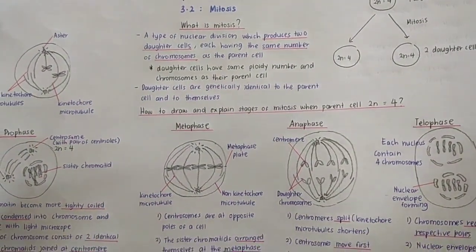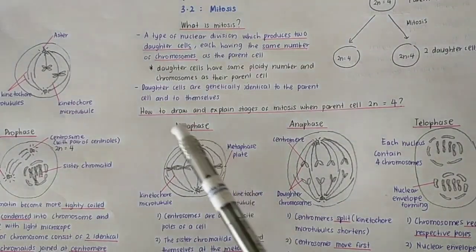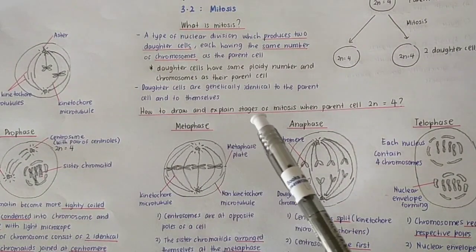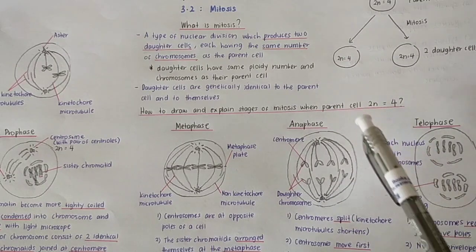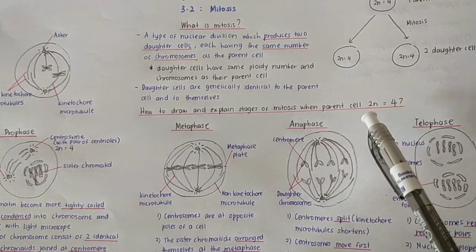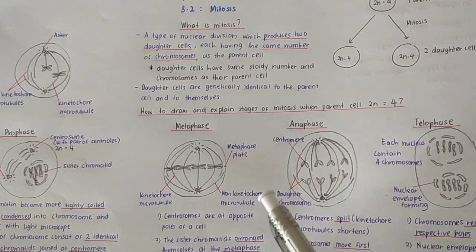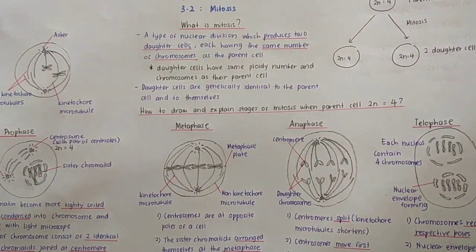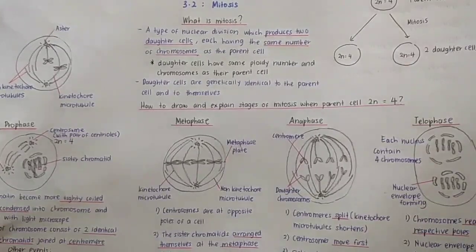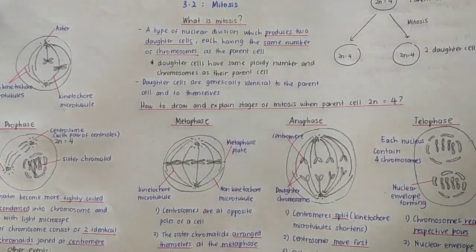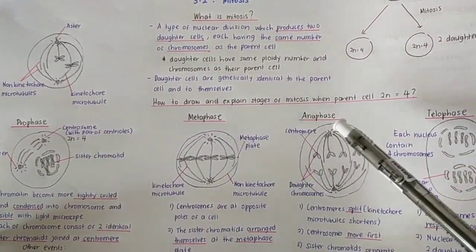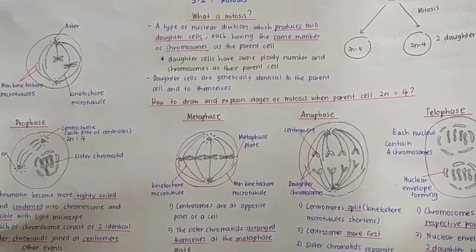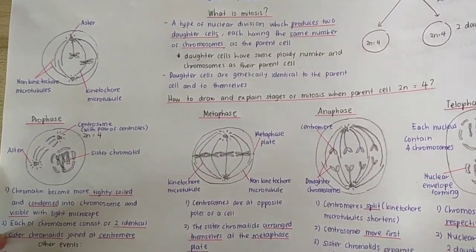So let's say the question asks you to draw and explain the stages of mitosis when the parent cell is 2N equal to 4. Remember, 2N refers to the ploidy of the cell, which is diploid, and 4 refers to the number of chromosomes. So how to draw? First of all, you have to remember that the process of mitosis has four important stages. The first one we call prophase. Next, metaphase. Then, anaphase. The last one, telophase. So we look one by one.